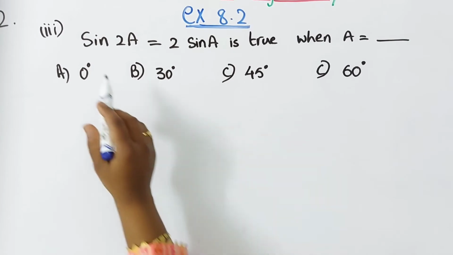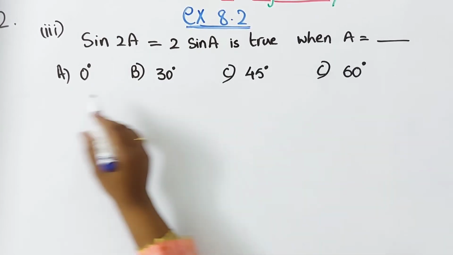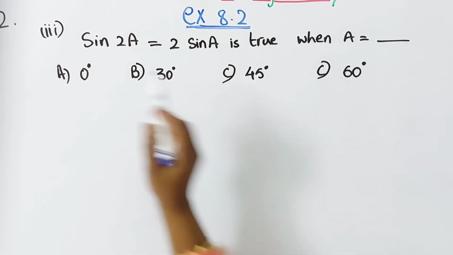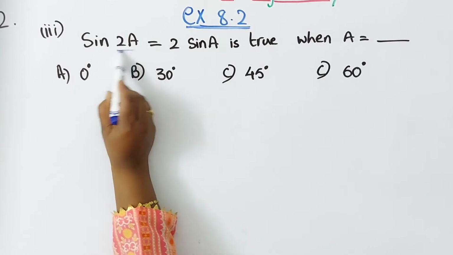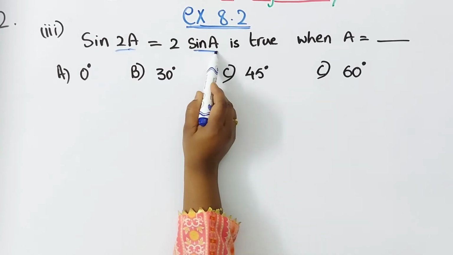Question 3, children. Sin 2A equal to 2 sin A is true when the value of A is 0 degrees, 30 degrees, 45 degrees and 60 degrees. Here you check the question, children. In sin 2A, we are multiplying the angle by 2, and here it is 2 into sin A. There is a difference, right, children?